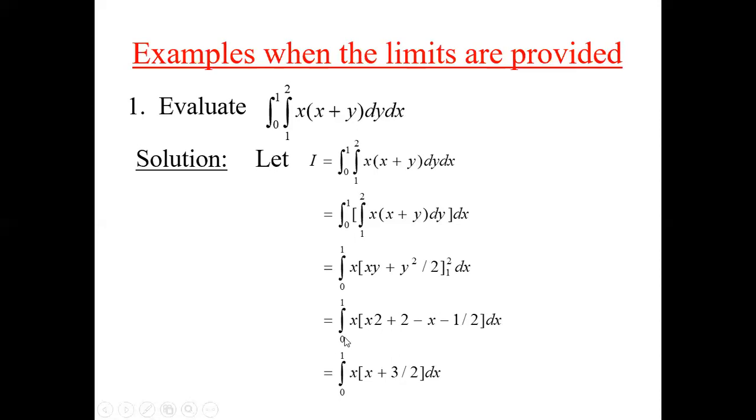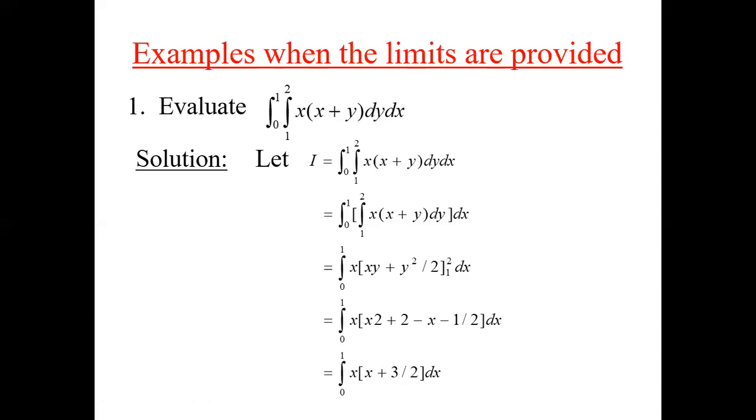So this becomes integration from 0 to 1. This is x, and for the upper limit y is equal to 2, so 2 into x becomes x into 2, both of them are the same. Then plus 2 square, which is 4, 4 upon 2 is equal to 2. So this 2 has come directly because I have put y is equal to 2. 2 square is 4, 4 upon 2 is equal to 2, as far as the upper limit is concerned.